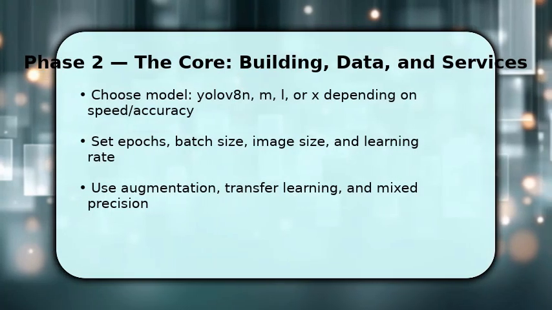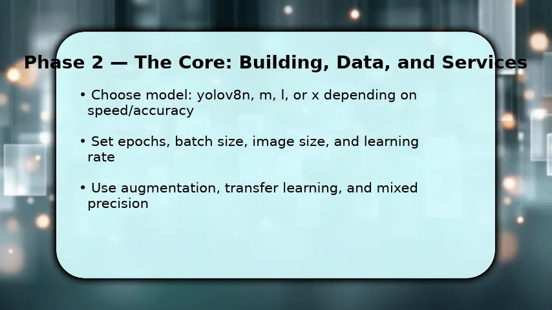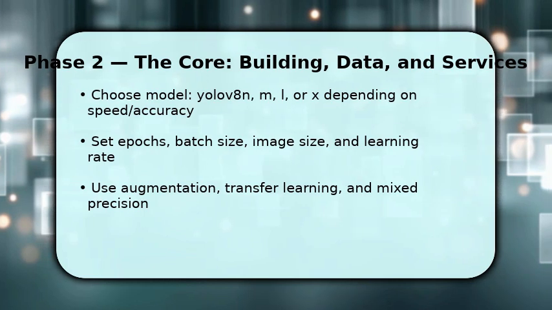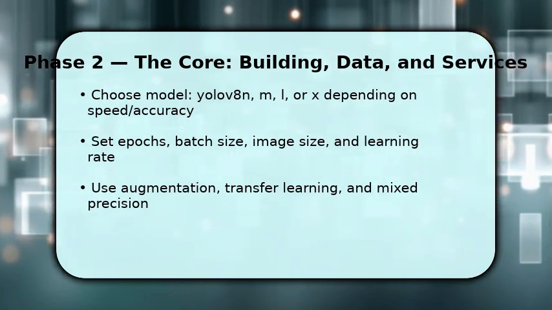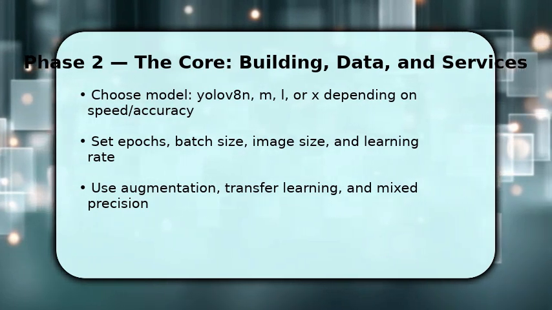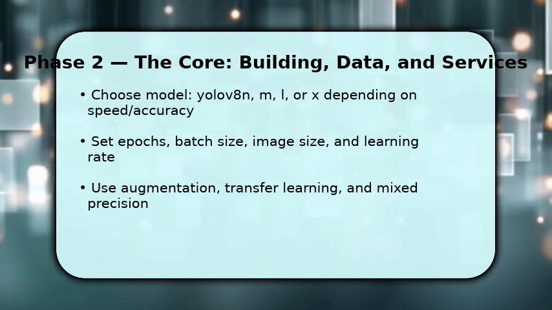You configure the model and training parameters next. Pick a model size, YOLOv8n for speed, YOLOv8l/x for accuracy, because larger nets learn complex features but require more compute. Then set epochs, batch size, image size, and a sensible learning rate.